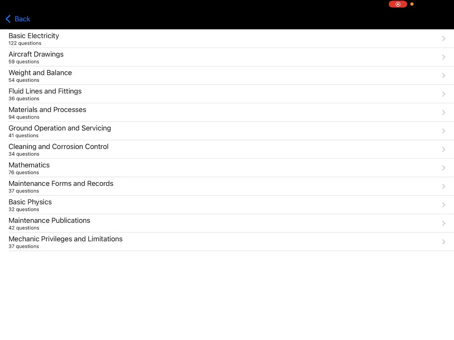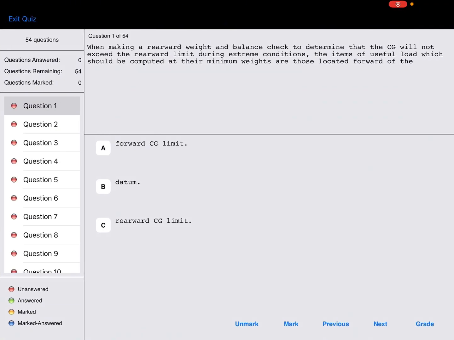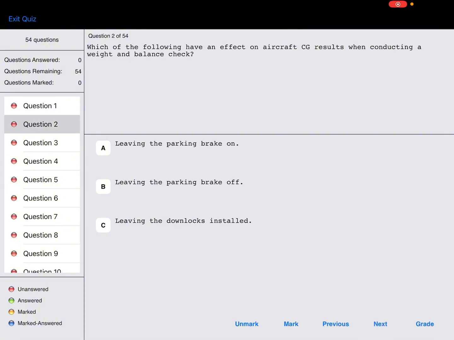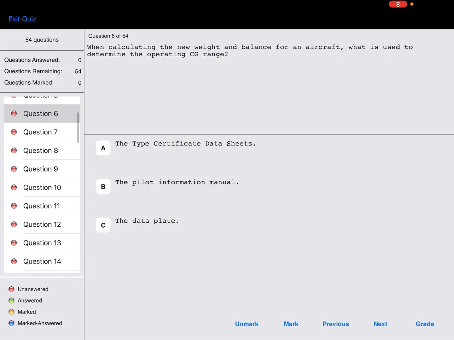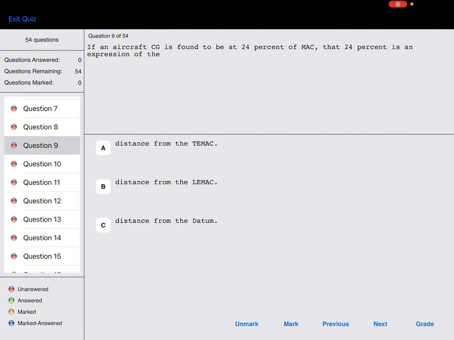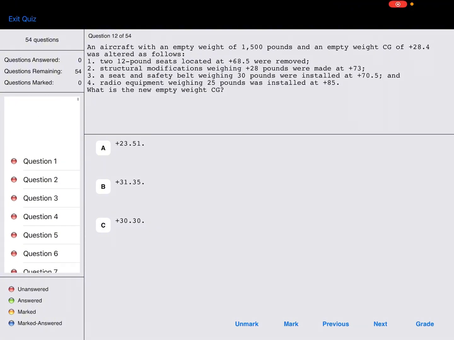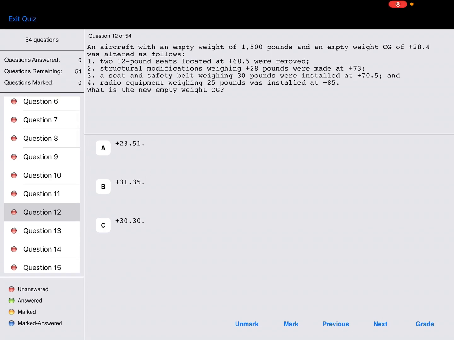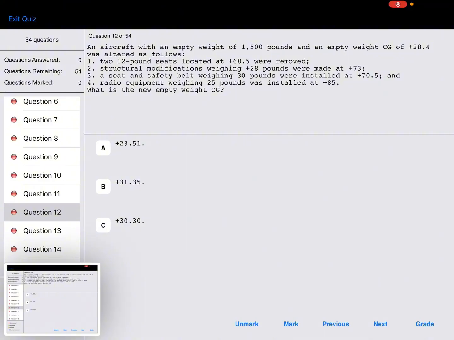I'm a certified aircraft mechanic, and I get a lot of questions regarding weight and balance. So I thought I would go on here and work through one of the weight and balance questions that you may see on your written exam. So this is Prepware. I have it downloaded on my iPad here, and they have a bunch of weight and balance related questions in this section. So we are going to practice this question here.